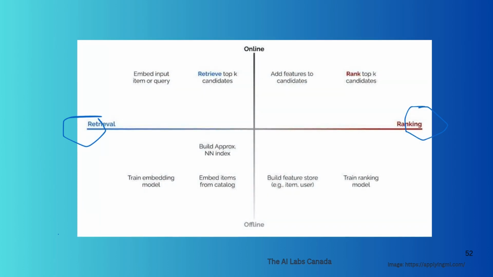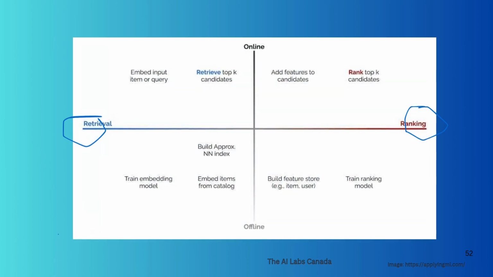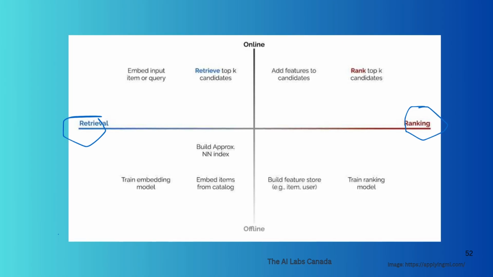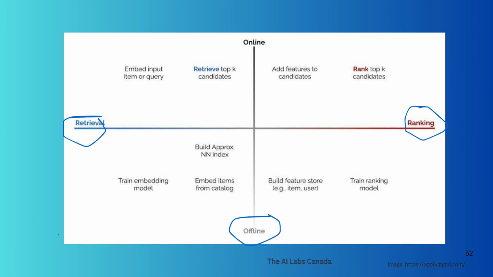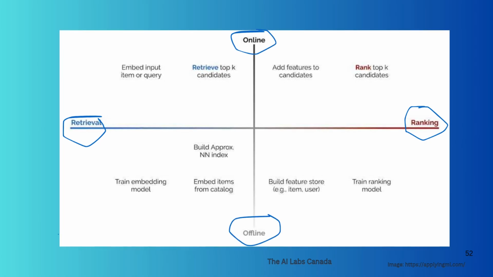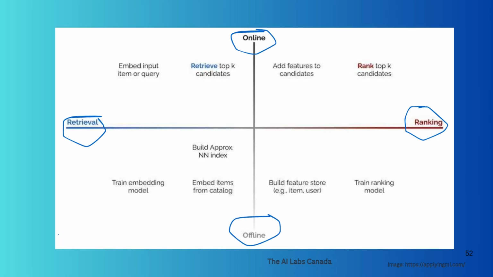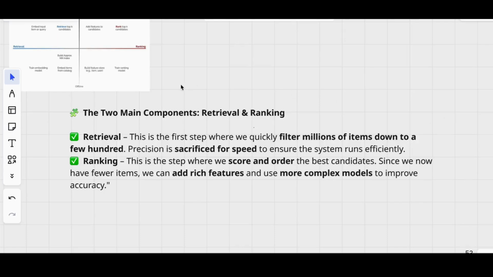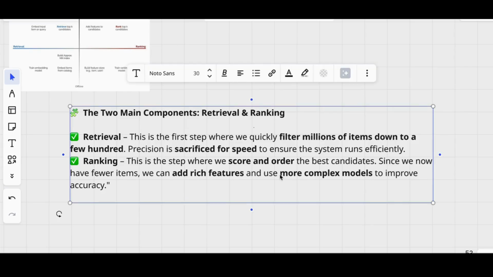This is a 2x2 framework which I generally use to solve any of these problems. It shows how we balance heavy offline computations with real-time speed requirements to build a production-grade search system. Components here on the x-axis: retrieval and ranking. So retrieval is the first step, where what we are trying to do is to filter out millions of items down to just a few hundreds. So we don't really care about precision here, but speed is something that we need to ensure because we are going through millions of items.